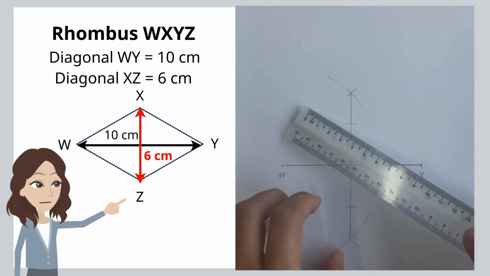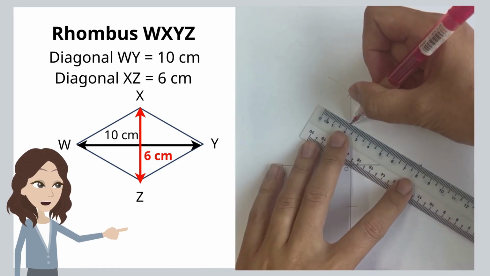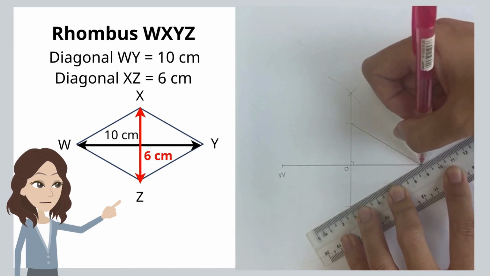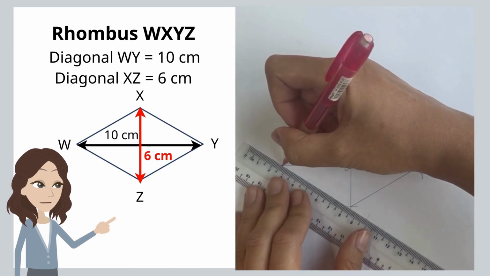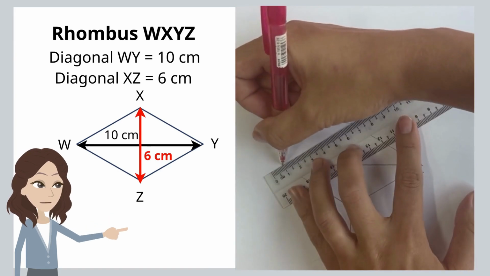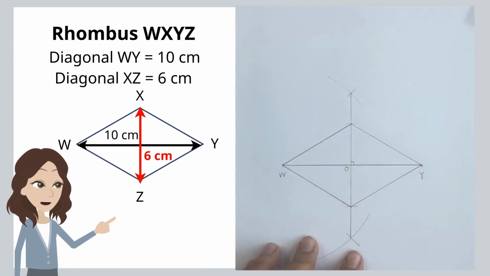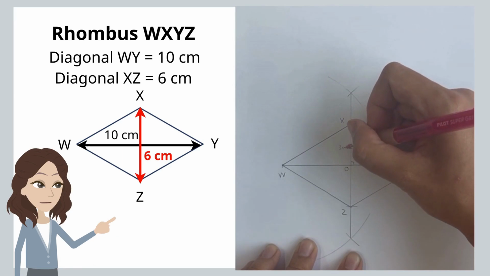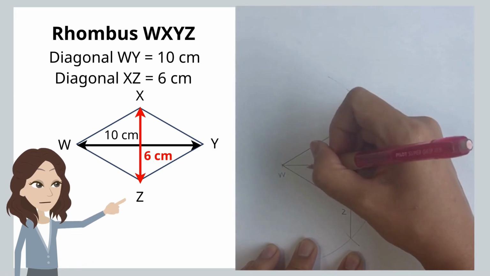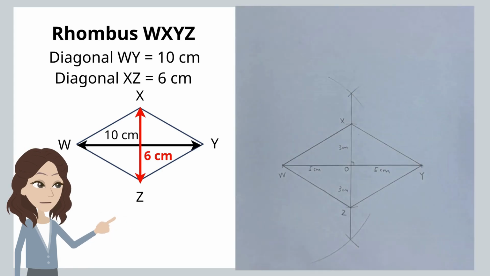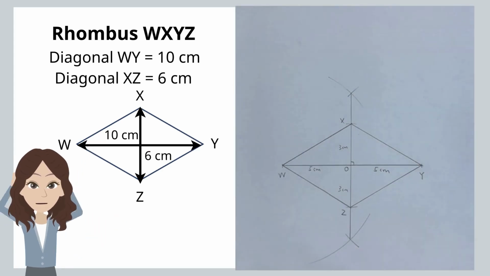Step 5. Join the points of intersection to W and Y. Remember to label your diagram. We have constructed rhombus WXYZ.